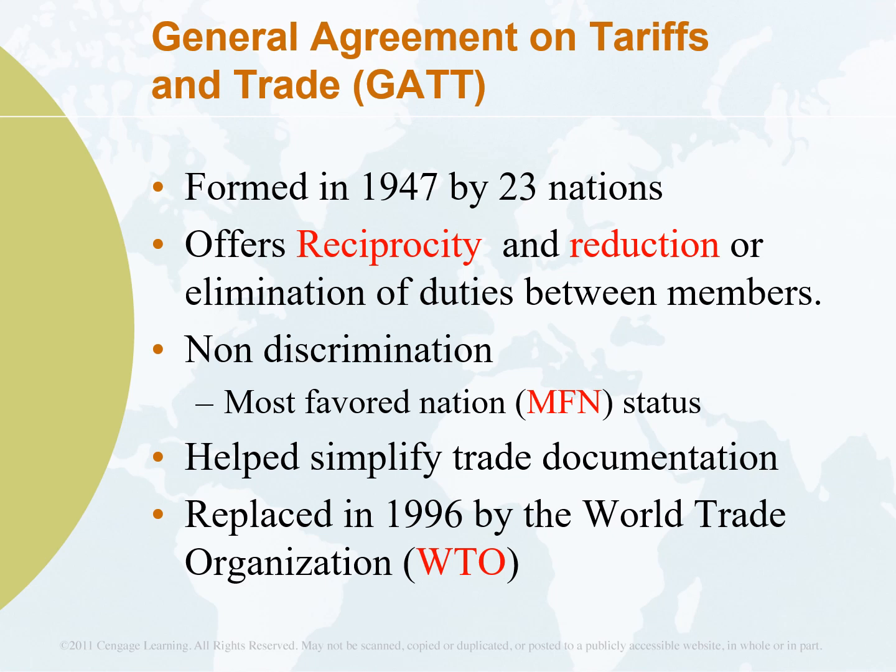There was the General Agreement on Tariffs and Trade, GATT. It was an international organization that no longer exists now, but you need to know it. It was formed in 1947 by 23 countries. Countries joining GATT offered reciprocity and reduction or elimination of duties between members, no tariffs. And there was a non-discrimination clause. They gave each other most favored nation, or MFN, status. It helped to simplify trade documentation. And then in 1996, the World Trade Organization, WTO, was formed and replaced GATT, okay?